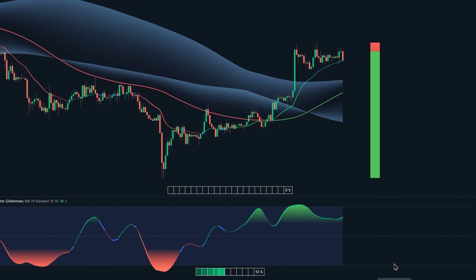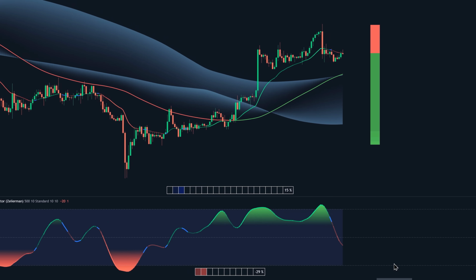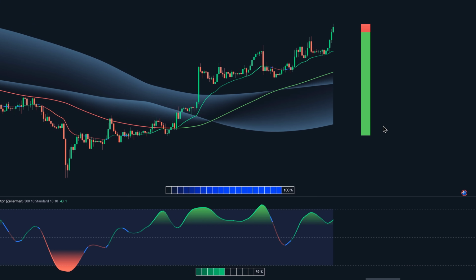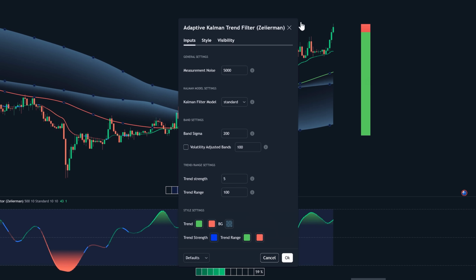The purpose of this video is to show you the conditions for taking buy and sell entries based on these two indicators. Now, before we go over the conditions for taking a long trade, let me show you the settings I'm going to be using.